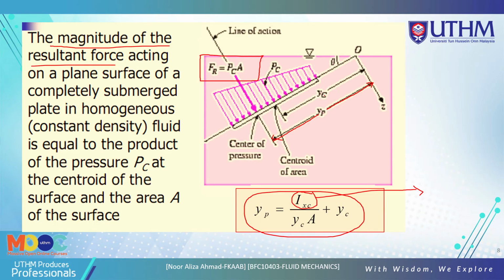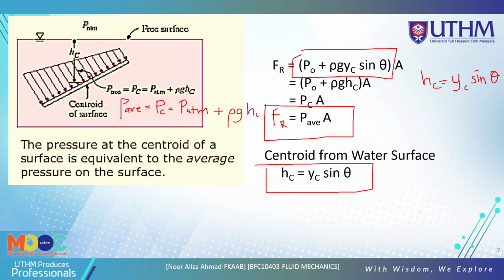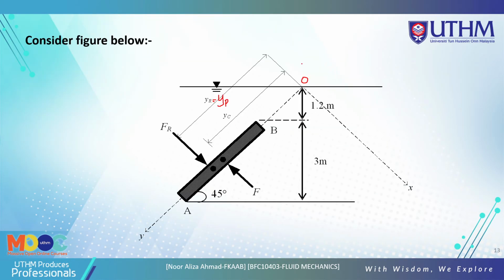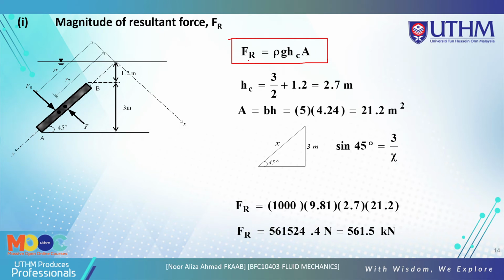Pressure at the center, rho g h. If P naught, the atmospheric pressure, is given, you include it. If not, we just use rho g HC A. That is why we use this equation for hydrostatic force.